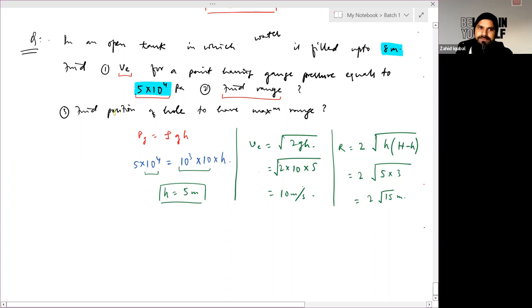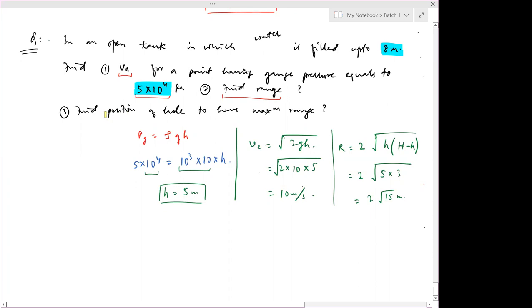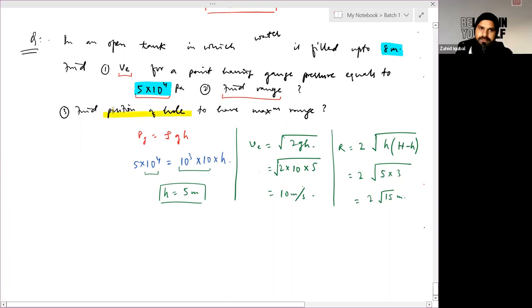Hamza, any doubt? No, sir. Just tell me the answer for the third part. What should be the position of the hole to have maximum range?